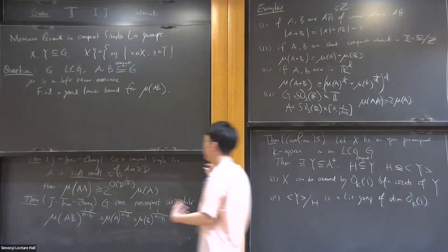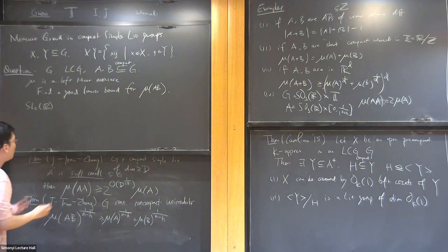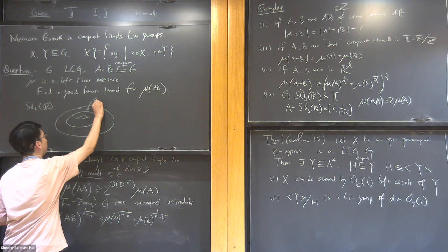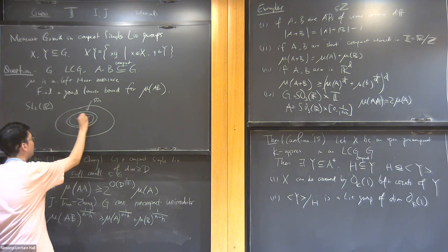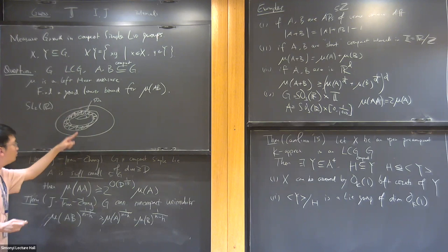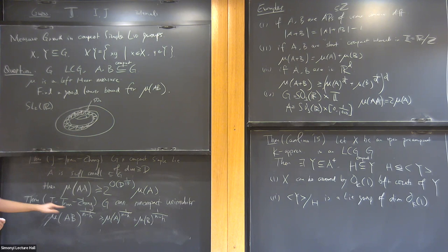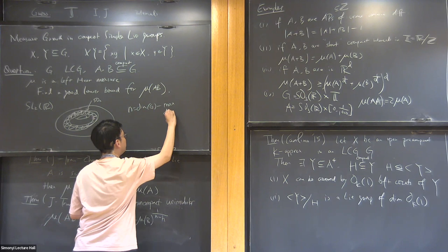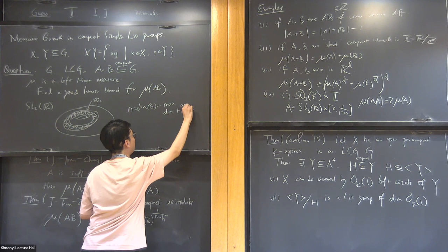So here, for example, if you look at SL2R, topologically you can view it as an open solid torus. And then SL2R contains this subgroup. So your set could be a small neighborhood of this subgroup. Hopefully this group absorbs one-dimensional expansion, so you have only four. So here, n is my non-compact dimension, and h is the maximum dimension of the compact subgroup.